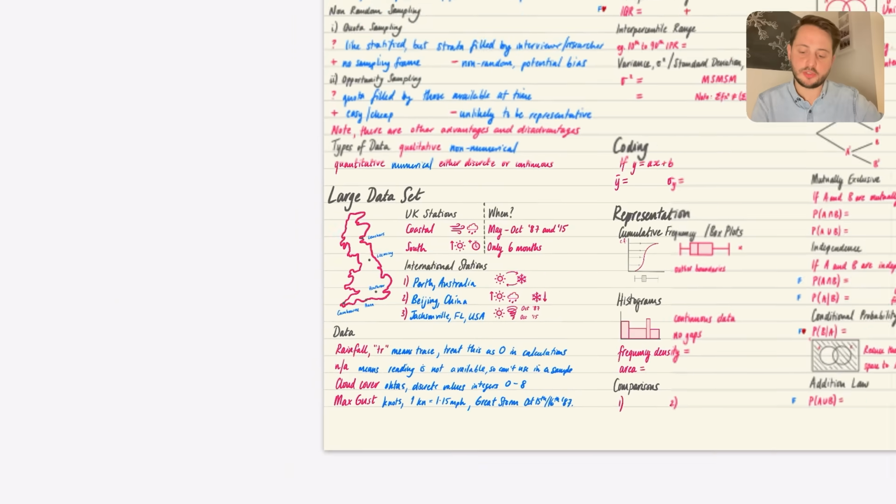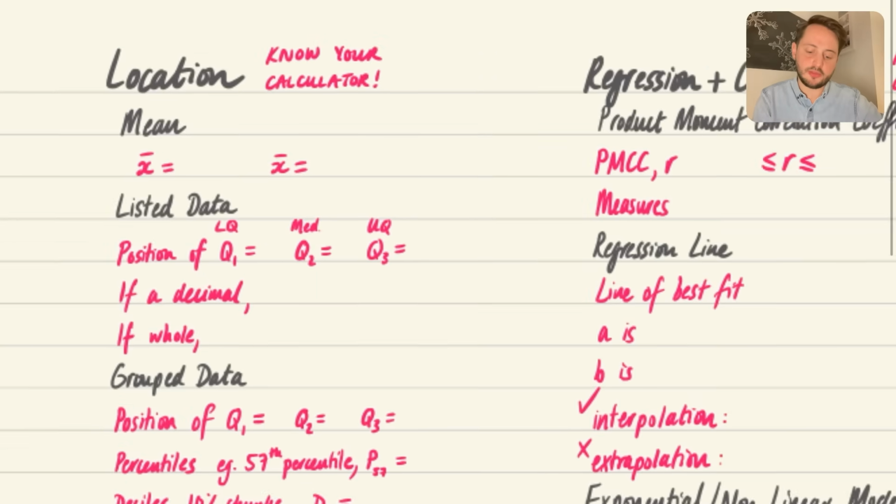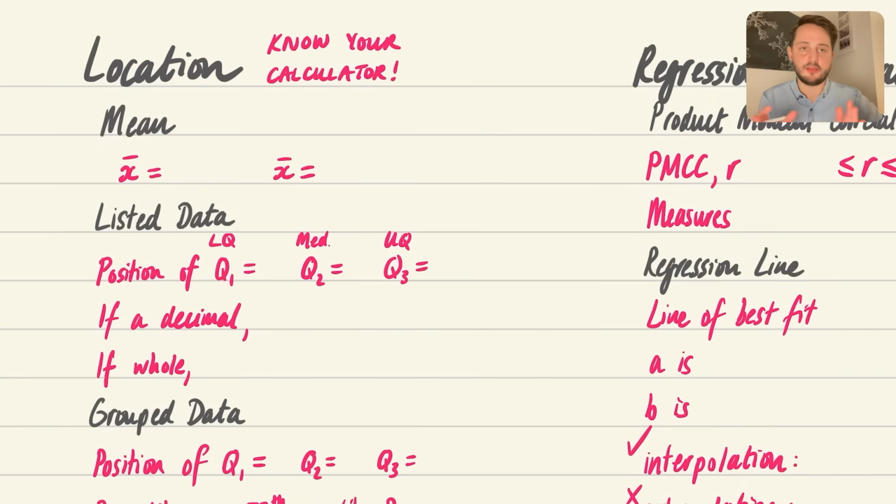Okay, so we're going to move on to the next part, which is about location. Location means where the data is, what size the numbers are. And I've written here, know your calculator. I'm not going to be including this in this video, but you need to know how to find all of these things using your calculator. So to get started, you need to know that this x bar, which means the mean, is the sum of the x values divided by n.